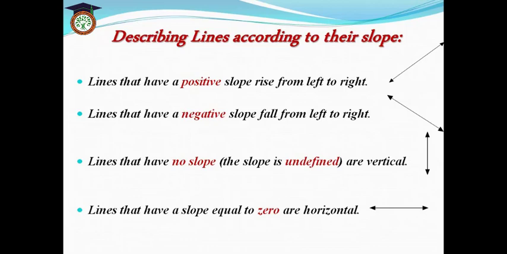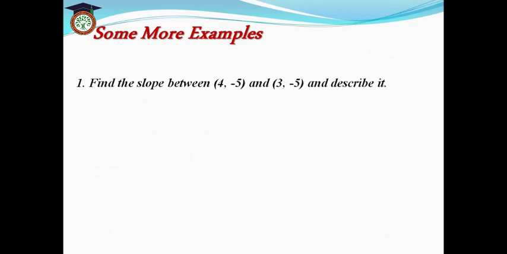Let's see an example about this. Find the slope between the 2 points and describe the line. Of course, we can find the slope by using the formula of the slope. By substituting the values of x1, y1 and x2, y2, we will find that (-5 minus -5) over (4 minus 3). So -5 minus -5 means -5 plus 5.